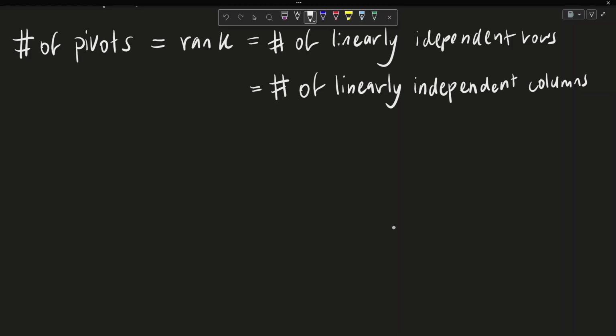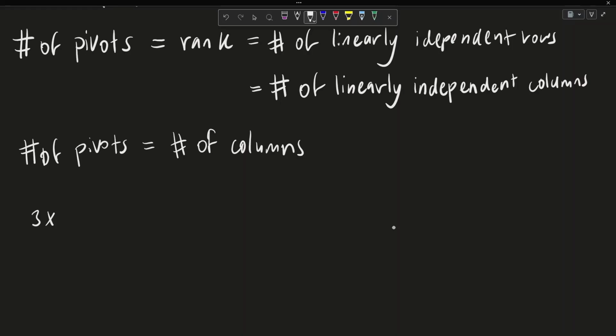Let's first take the example of a full rank matrix. So a full rank matrix is when the number of pivots is equal to the number of columns in your matrix. Geometrically, this means that the rows of your matrix span the entirety of the dimension of your matrix. So say for example you have a 3 by 2 matrix. That means you have 2 columns in this matrix. If you have 2 pivots, this implies that both of the columns in your matrix can span 2 dimensions.